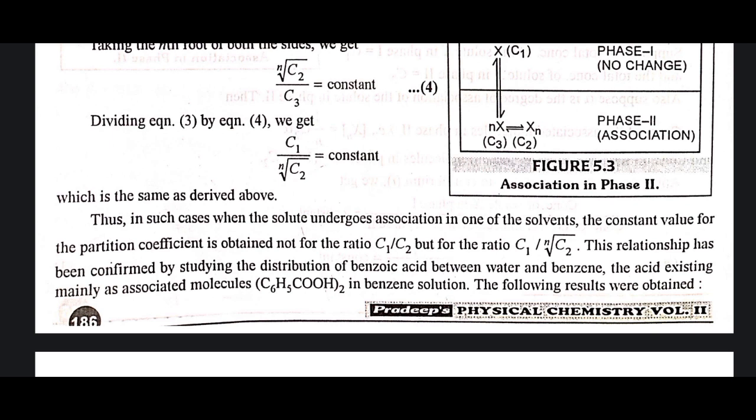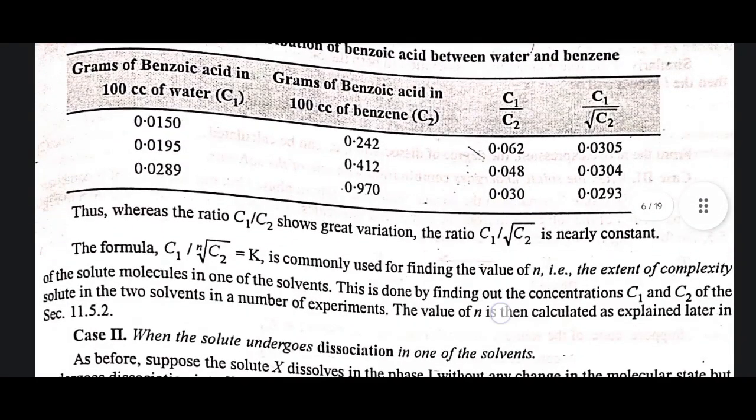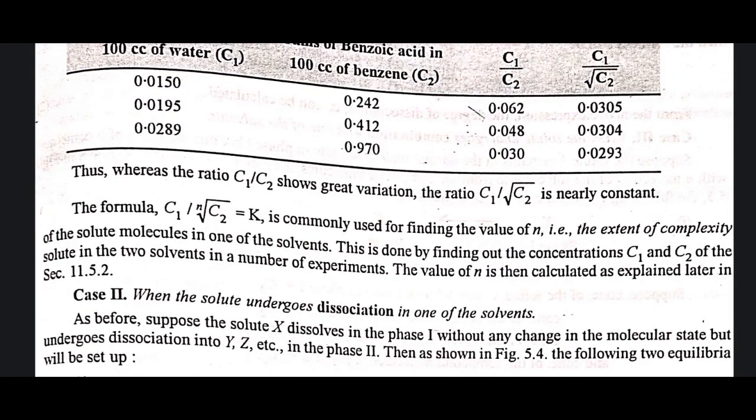This relationship has been confirmed by studying the distribution of benzoic acid between water and benzene. The acid existed mainly as associated molecules, (C6H5COOH)2 in benzene solution. The following results were obtained. Thus, whereas the ratio C1 by C2 shows great variation, the ratio C1 upon under root C2 is nearly constant.